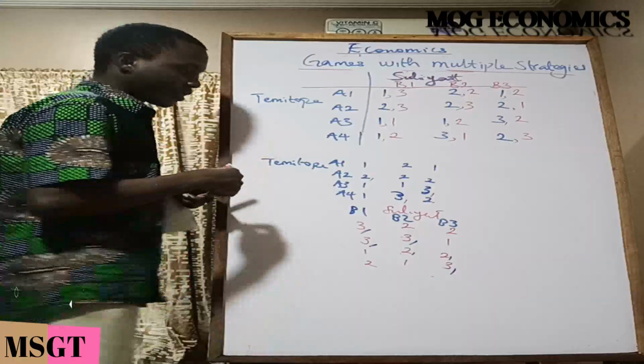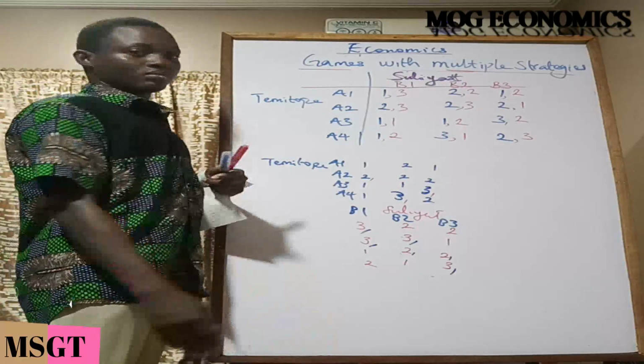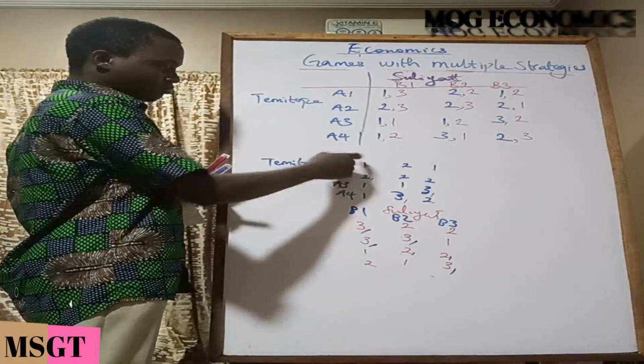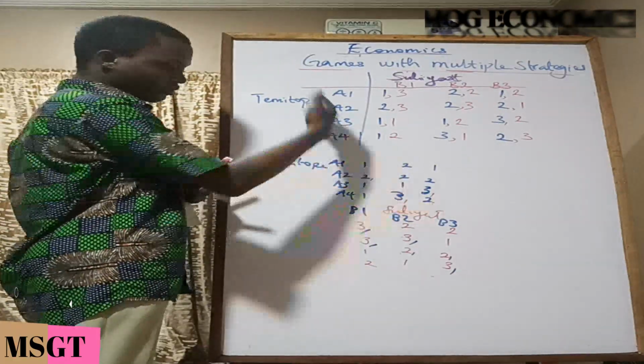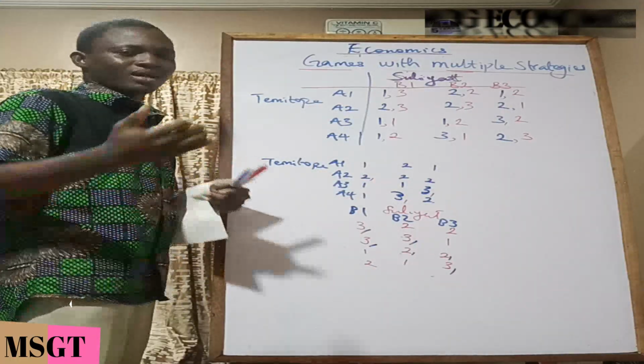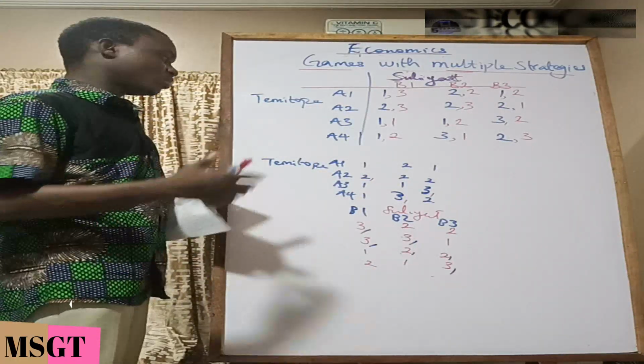Or is there a dominated strategy? I hope you get that. Every other strategy has to be better than it. So 1 equal to 1, 1 is not as good as 2. So here, there is no dominant strategy, and there is no dominated strategy. They all have strengths and weaknesses in between.